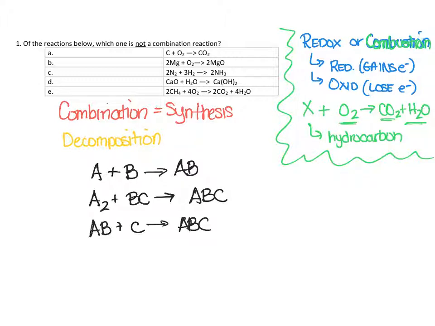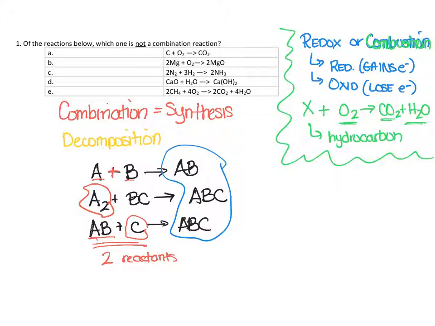Okay, so notice on my reactant side, in these examples, I have just two reactants. And again, the reactants can be diatomic substances, they can be compounds, they can be individual elements. It doesn't matter. You're looking for the plus sign between two or more reactants. And then the other big key, notice I'm making just one product.